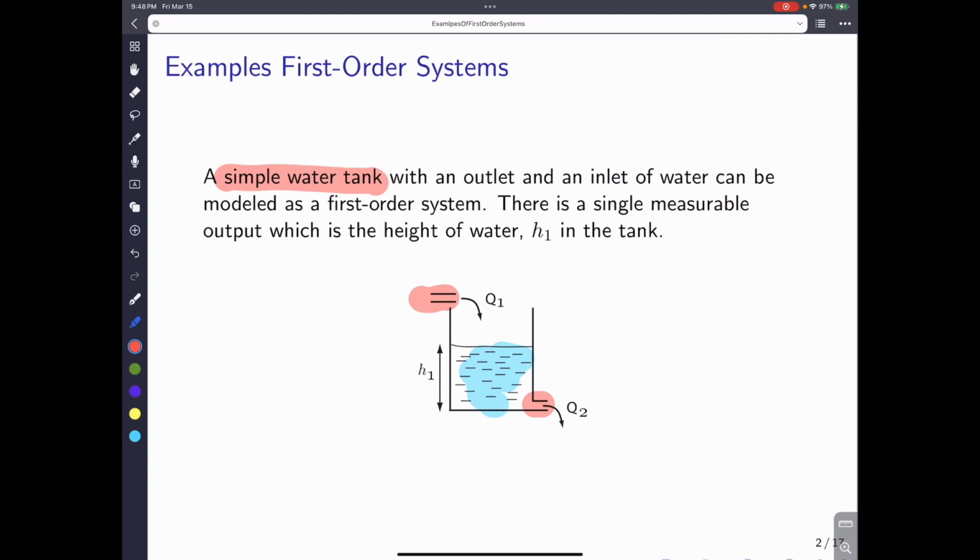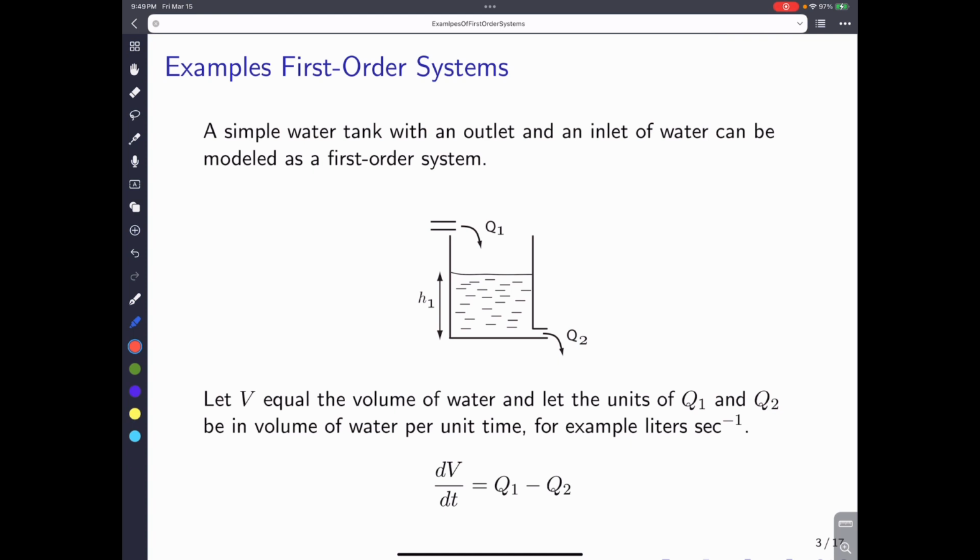Okay, and the rate at which the water enters the tank is going to be given by Q1, and we'll say a bit more about that in the next slide. And the rate at which water leaves the tank is given by Q2. One other thing is the height of water in the tank. As the tank fills up, the height of water changes. That's going to be given by this variable called H1. The height could be in centimeters or feet or meters or whatever you want.